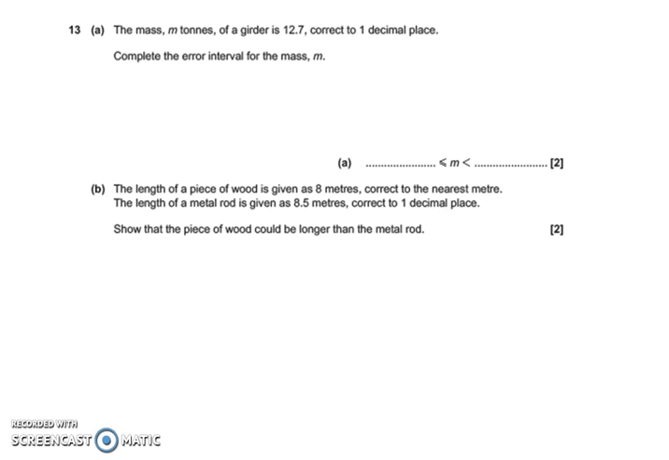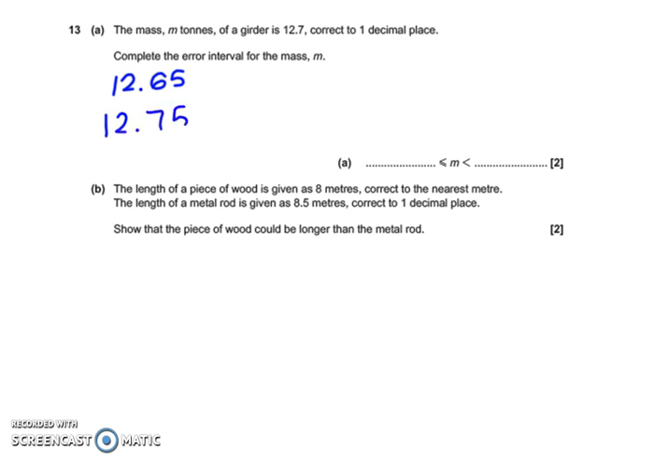It's all about error intervals and upper and lower bounds. So we've got a mass of m tons is 12.7 correct to one decimal place. So we need to think about the lower bound and the upper bound. So one decimal place, the lowest number that would still round to 12.7 is 12.65. So the lower bound is 12.65. And then the upper bound is going to be 12.75. Basically, you want to go half a unit either way.